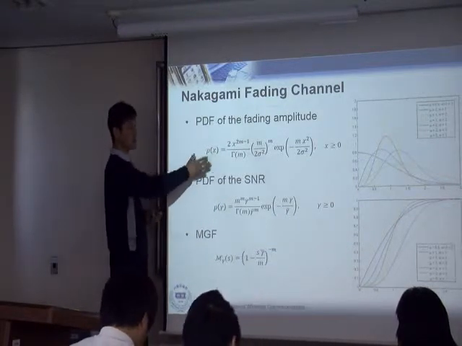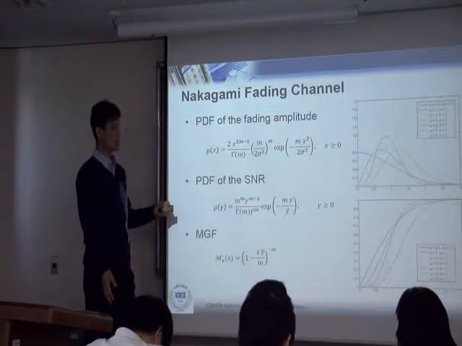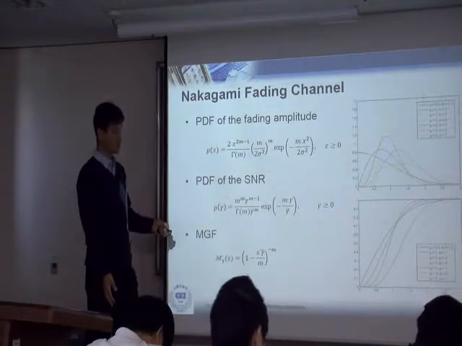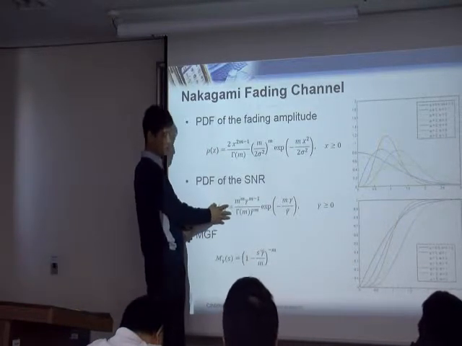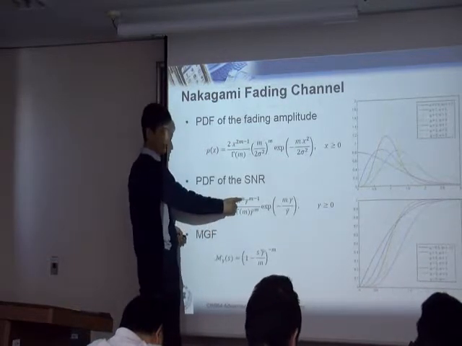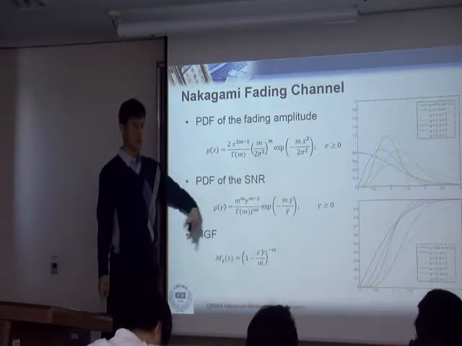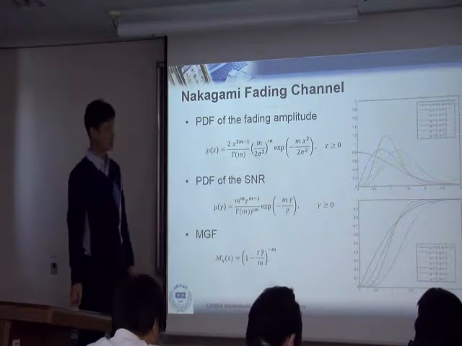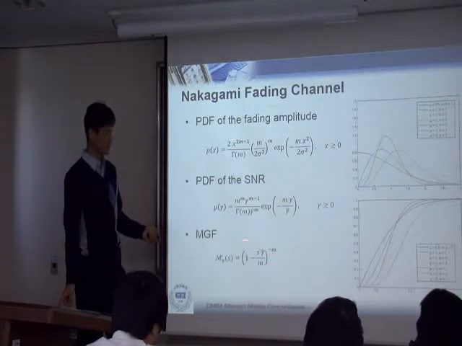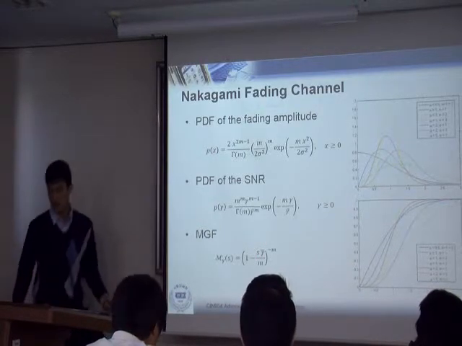Okay? But this one is a PDF of amplitude. This is the case of PDF of SNR, and we always use this one. Okay, this one again has two parameters, m and gamma bar. Okay, m is called the fading parameter because when we change m, it actually results in different channel statistics. This is the MGF. Okay, you Laplace transform this, that's going to be this one with the minus s.